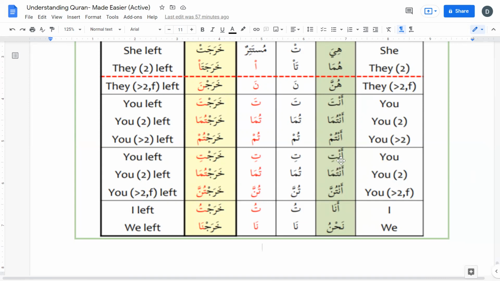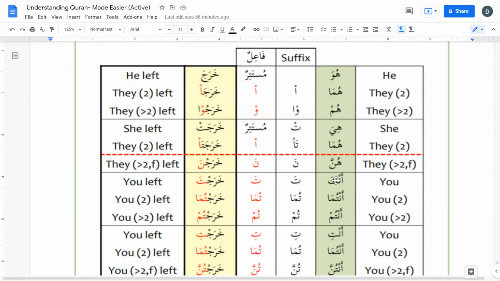Then anti. Again, in anti there's t at the end. So in past tense there's t again, kharajti. Antuma and antuma are the same, whether masculine or feminine, just like huma and huma. But the huma male version is kharaja, and the huma female version is kharajata.